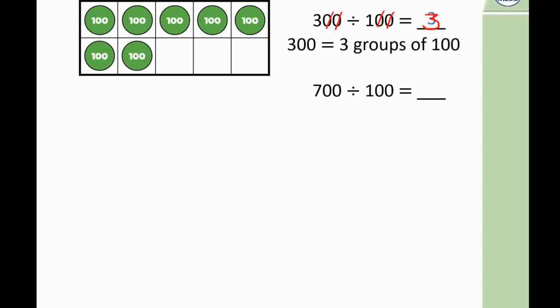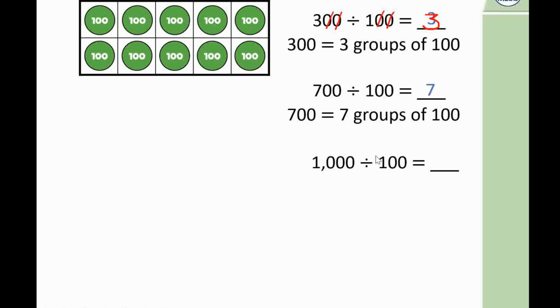Okay. Now this time it's the same thing, but 700. So there's 1, 2, 3, 4, 5, 6, 7. So what would 700 divided by 100? 7, yeah? Okay, 700 divided by 100 would equal 7. I don't need to write it in because it's going to appear when I click. Okay, 700 equals 7 groups of 100.